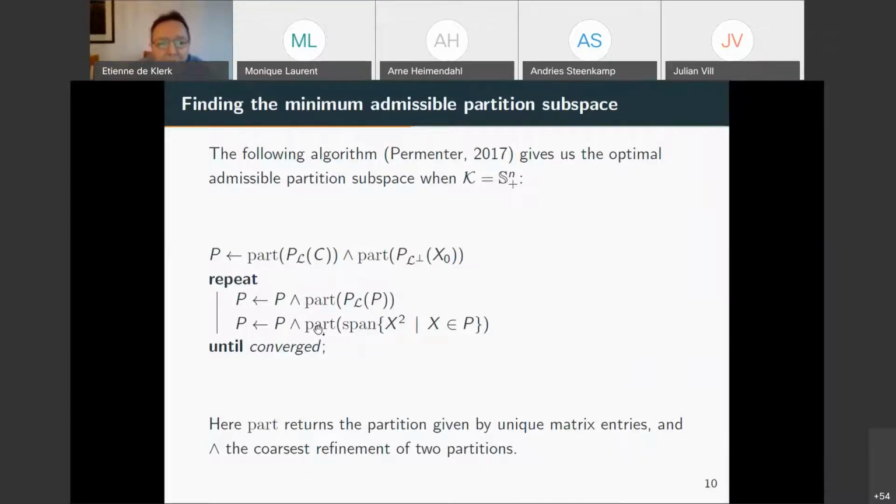So the first thing one can show in this case is that the admissible subspace must contain the orthogonal projection onto L of the matrix C, which is of course one of the data matrices, and the orthogonal projection onto the orthogonal complement of L of the point x0, which was also part of the data for us. So basically we just start with the partitions of these two elements that have to lie in the admissible subspace, and we do this refining of the partition.